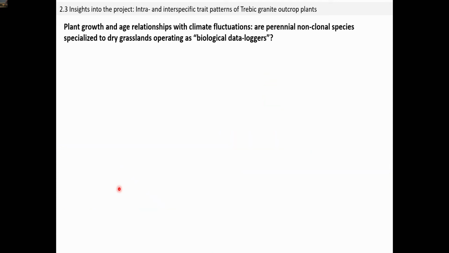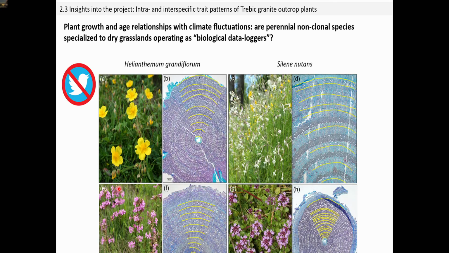And the last chapter, the work-in-progress paper in relation to the project, is about plant growth and age relationship with climate fluctuation. We were interested to see if selected perennial non-clonal herb species, which are specialized to these dry grasslands offered by the edaphic islands, are operating as biological data loggers, meaning if they're able to capture the climate fluctuations over years. And these are the 4 species that we have selected.